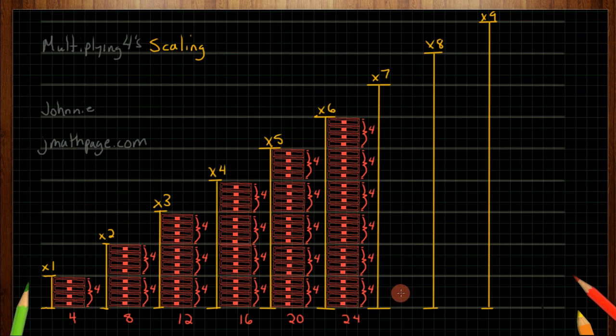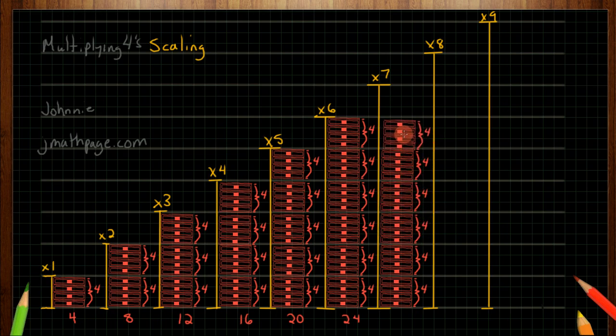7 stacks of 4 boxes. 1, 2, 3, 4, 5, 6, 7 stacks of 4 boxes. What a tall stack. You can see how much taller this is, 7 times taller than our first stack. So how many boxes are here? 4, 8, 12, 16, 20, 24, and 4 more give us 28. All right, you can see how the number's growing too.